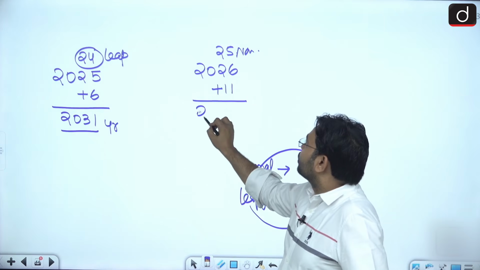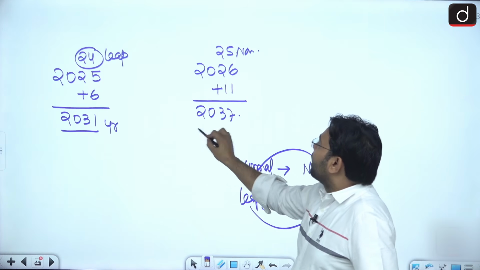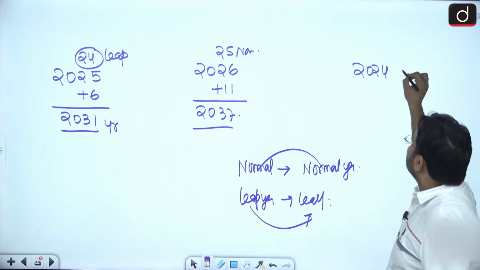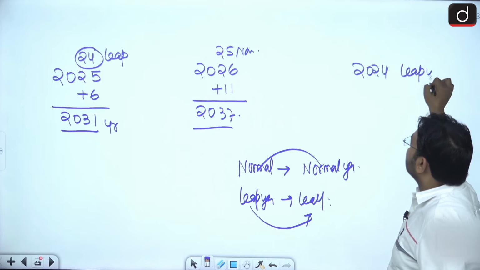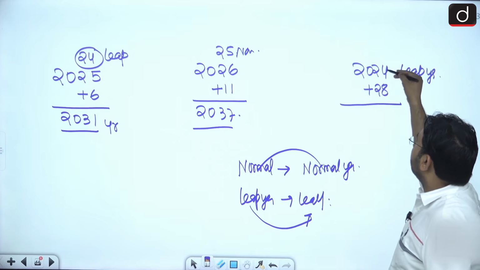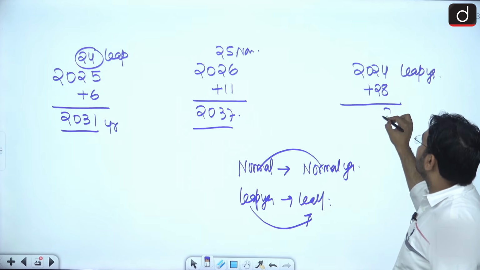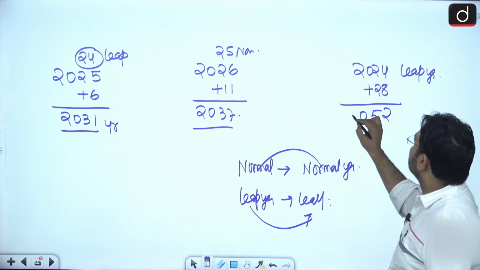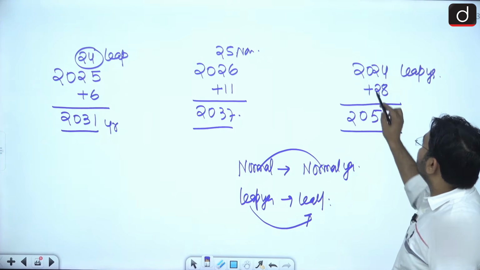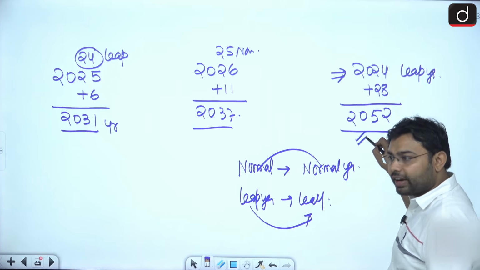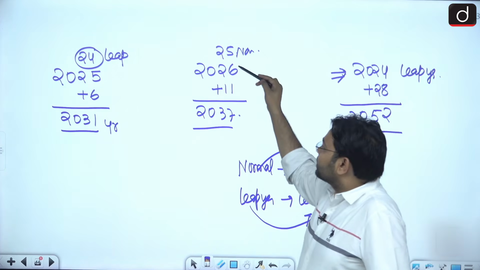Add 20, and if this is 2024 and it is a leap year, you need to add 28. 8 plus 4 is... So the 2024 calendar will repeat in 2052, and the 2026 calendar will repeat in 2037.